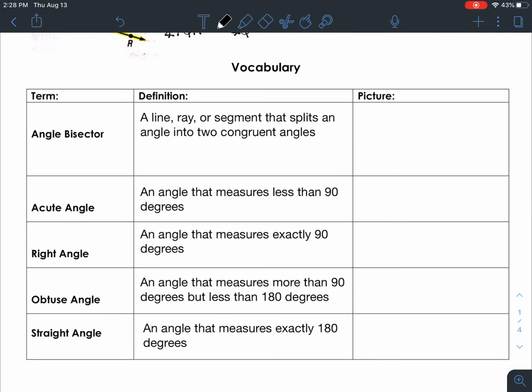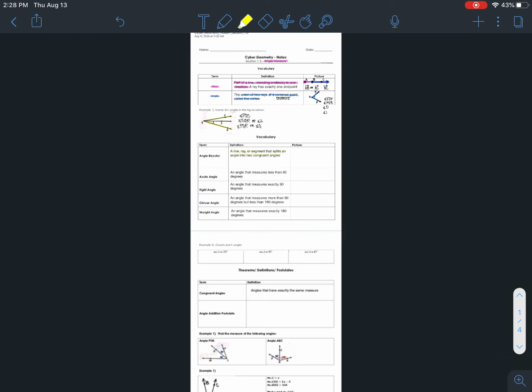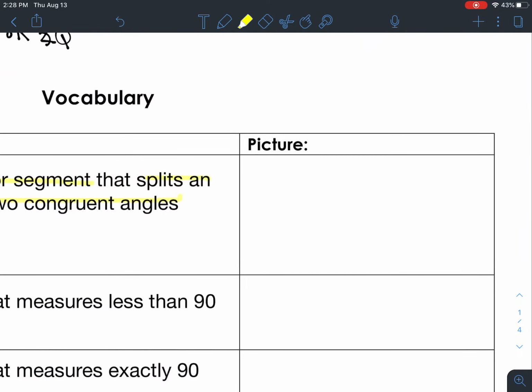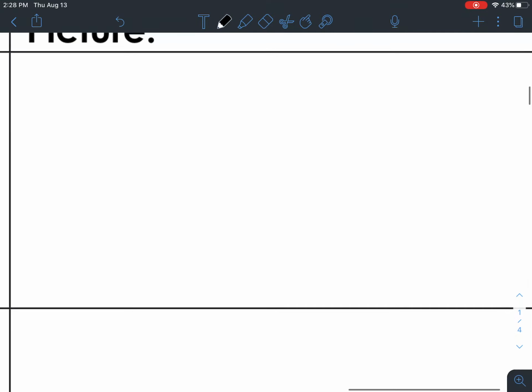Okay, for our next big section of vocabulary, I think this first term might be the only one that's kind of new. So what an angle bisector is, all right, is a line, ray, or segment that splits an angle into two congruent angles, okay? So let's go ahead and draw that picture.